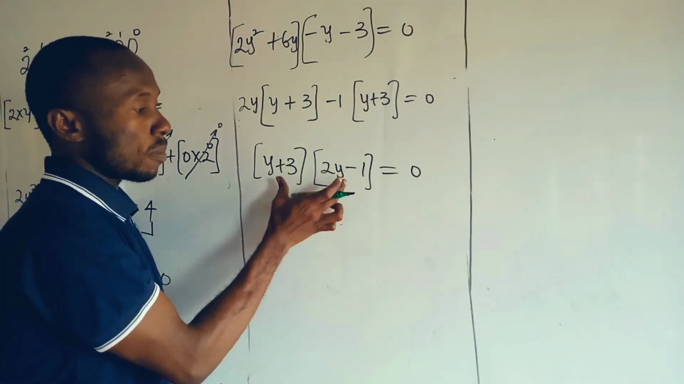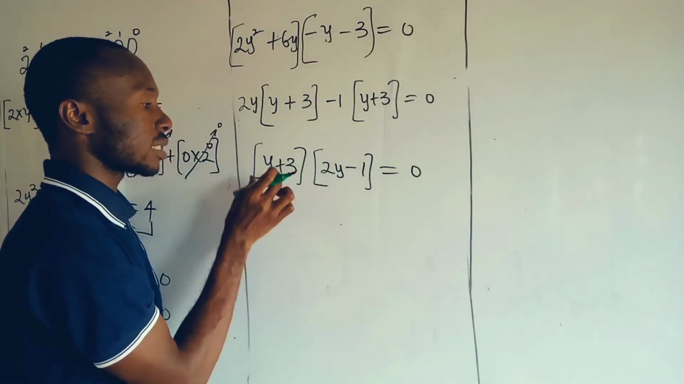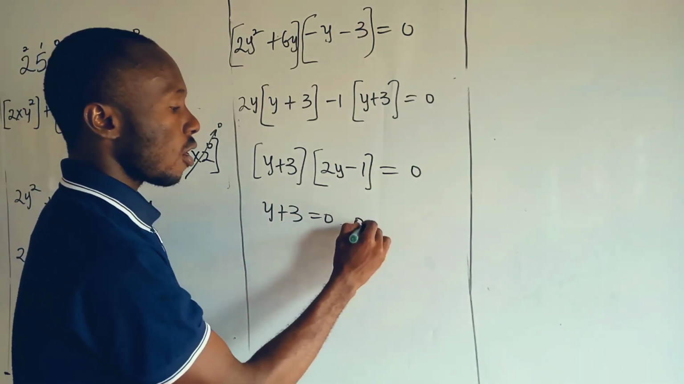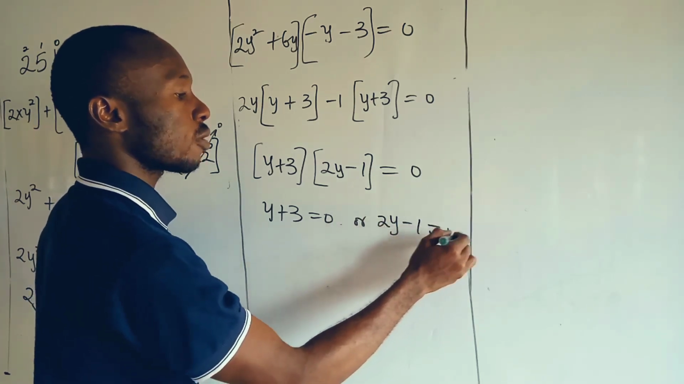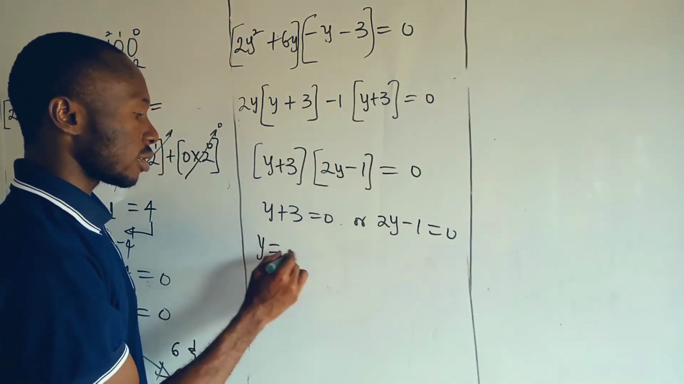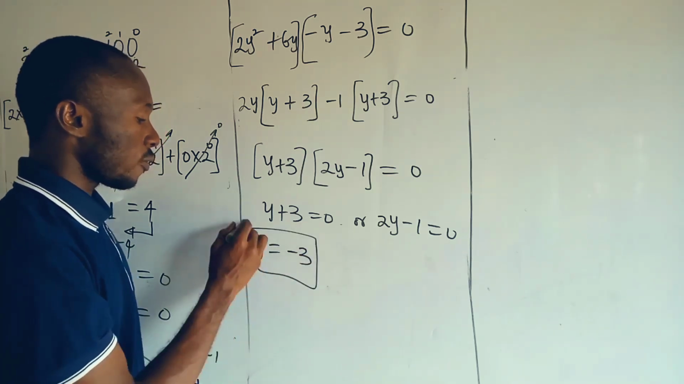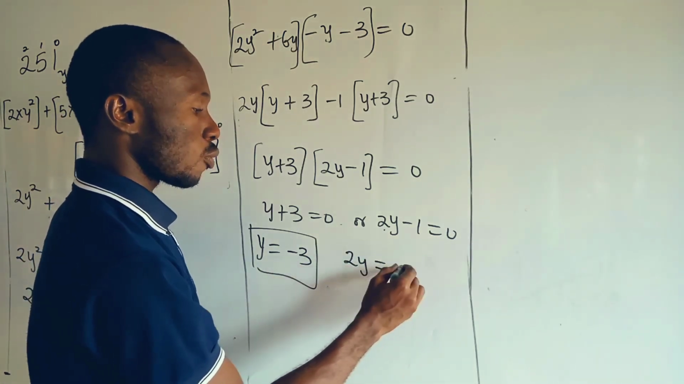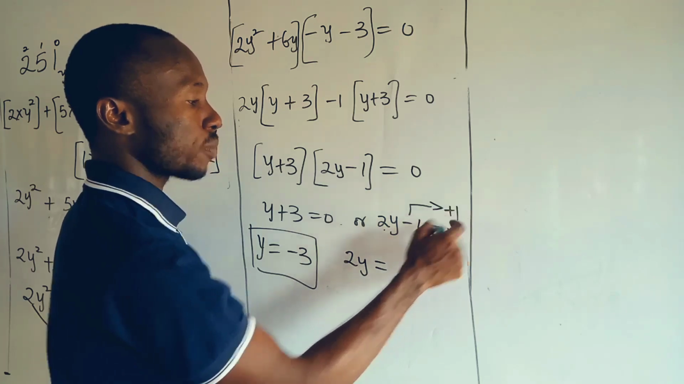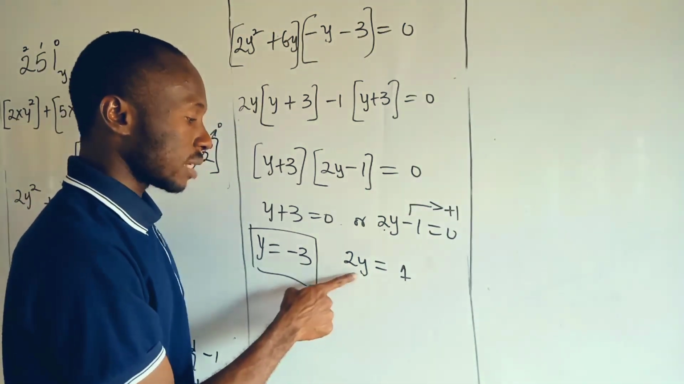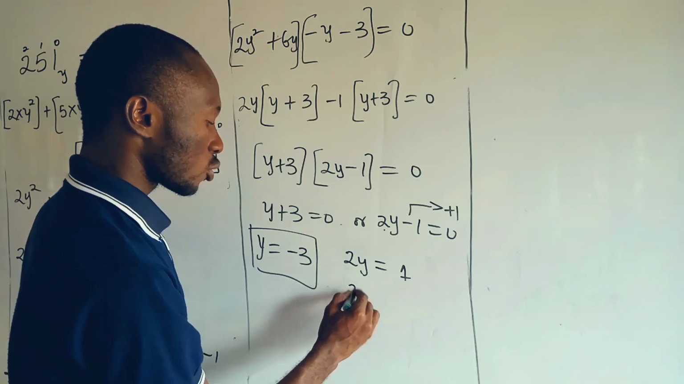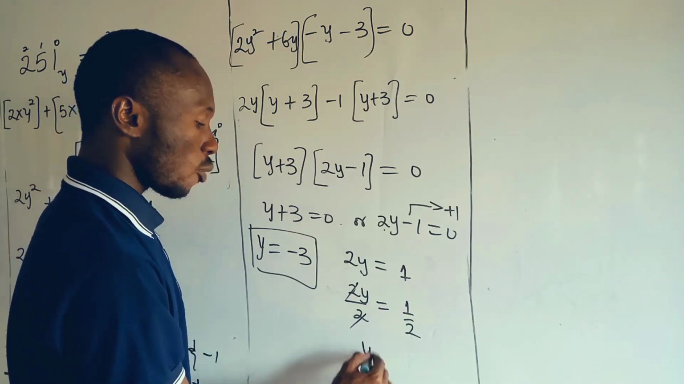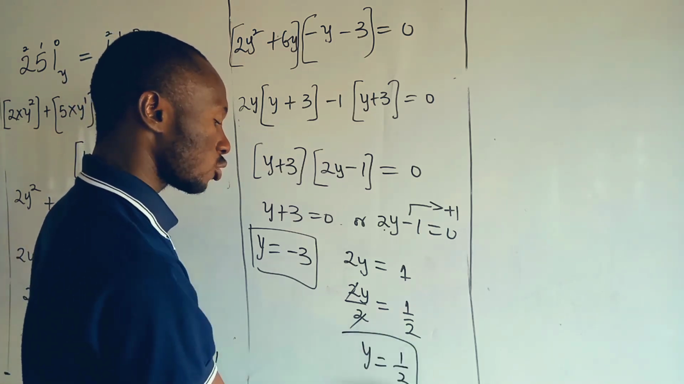Now when two numbers are multiplying to get 0, it means that either of them is equal to 0. So either y plus 3 is equal to 0 or 2y minus 1 is equal to 0. If I solve this guy, I will get y is equal to negative 3. That is the first value of y. And if I solve this guy, I have 2y is equal to 1. When I take negative 1 to this side, it becomes positive 1. So I'll divide both sides by 2. So I have 2y divided by 2 is equal to 1 divided by 2. This guy will cancel out this guy, so you have y is equal to 1 over 2.